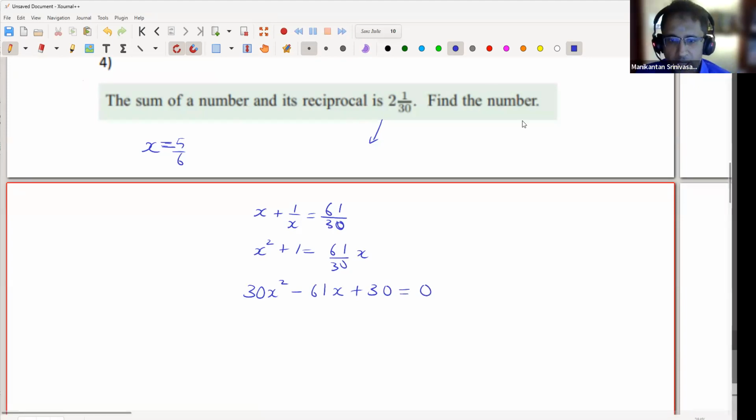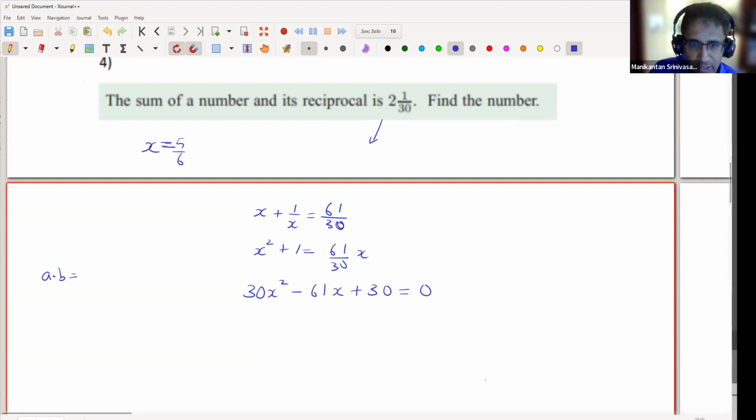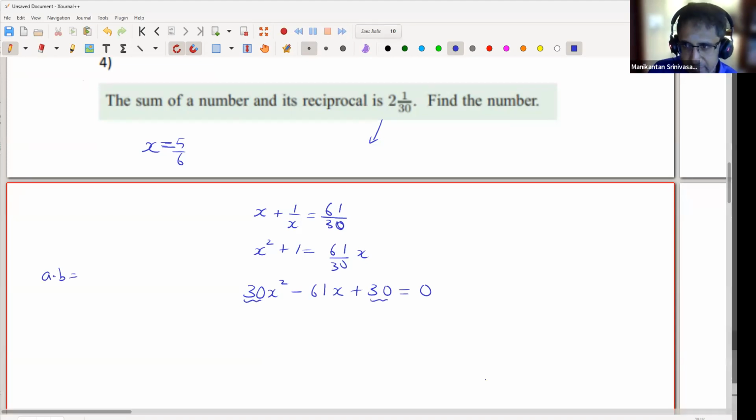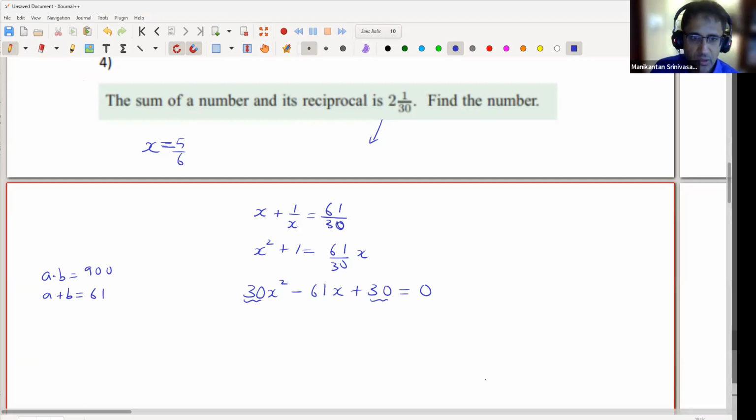Okay. Now, we can either factorize this. Factorizing would be, we need to find two numbers, a and b, that multiply to give the product of 30 and 30. That's how factorization works, right? The product of the x square coefficient and the constant, and which add up to 61. If you are able to guess two such numbers, that's great. If not, we'll have to resort to the quadratic formula. Is anyone able to guess two numbers that multiply to 900 and add to 61?